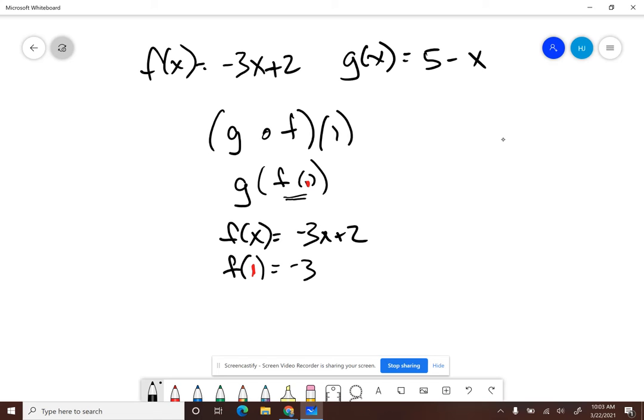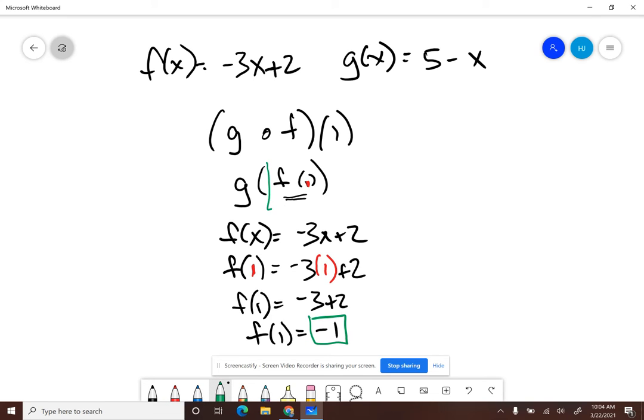Okay, so -3 times 1 plus 2. So f of 1 equals -3 plus 2, which means that f of 1 equals -1. Okay, so now that I know that f of 1 equals -1, this quantity is the same as this. Now I can do g of -1.